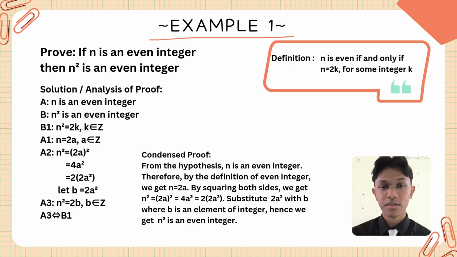Now, for the condensed proof, it's simple actually. We just need to write our thoughts from earlier. So like I did here, from the hypothesis, n is an even integer, and so on. So it's just like the analysis of proof but in sentences. That's all for example 1. Now let's take a look at example 2 next.